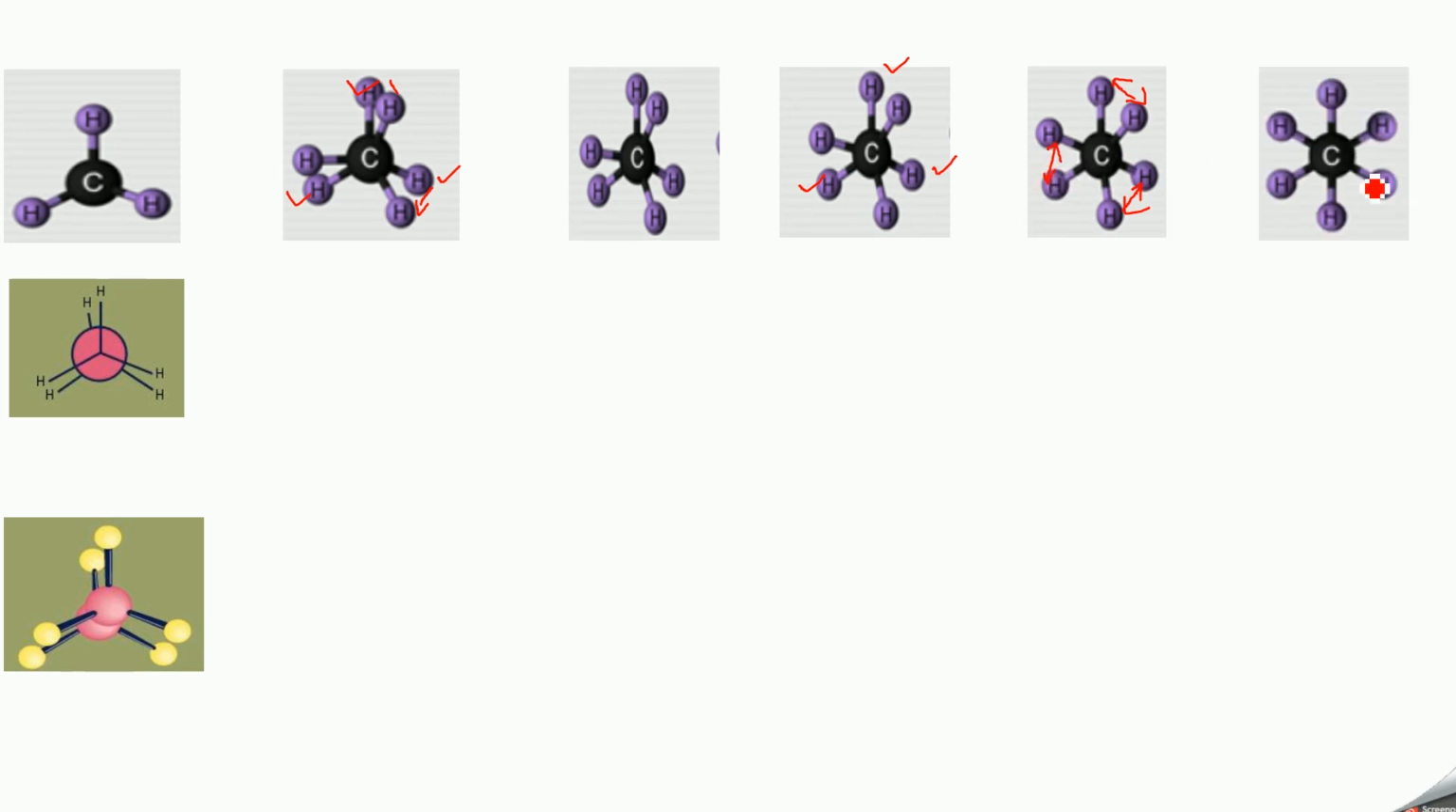Again, when you rotate, you will be getting this one. So this form. Here, these are the hydrogens of the back carbon, and these are the hydrogens of the front carbon. Now, when you rotate again, what will happen? You will be getting the original position. So this position you will be getting.